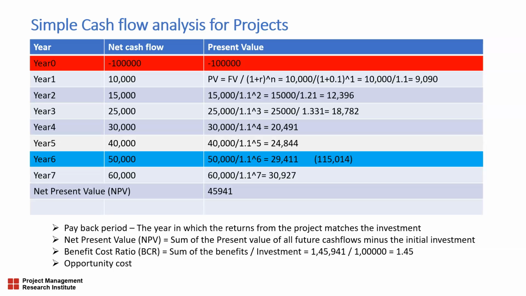Now another factor to be understood here is the payback period. I've invested 100,000 into the project. If I add up all the present values of the project, in year 6 the sum of the present values becomes 1,15,014. That means in year 6, the present value of the cash flows matches the initial investment. So we call it the break-even point, or the payback period.